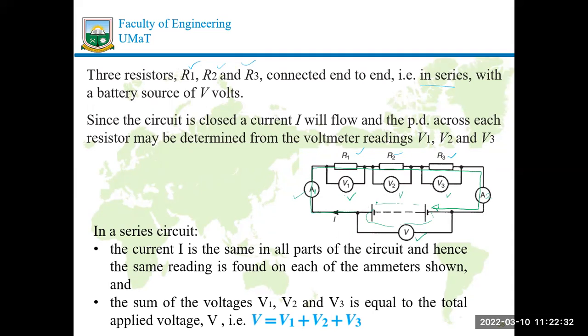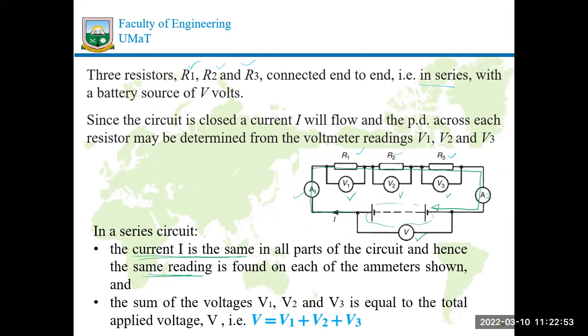When that is done, what can be realized is that the current measured by the ammeters A1 and A2 will be the same. We have the same current reading, telling us that the circuit is a series circuit.